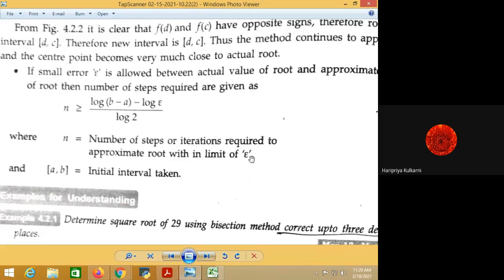When we solve the numerical problem, at that time we are going to use this formula, and it will be clear to you. I hope you have understood how the bisection method is applied.